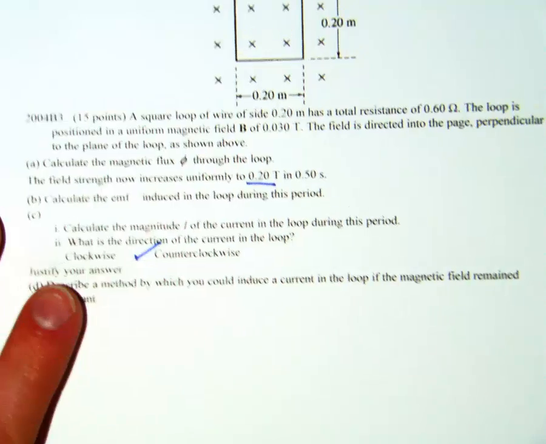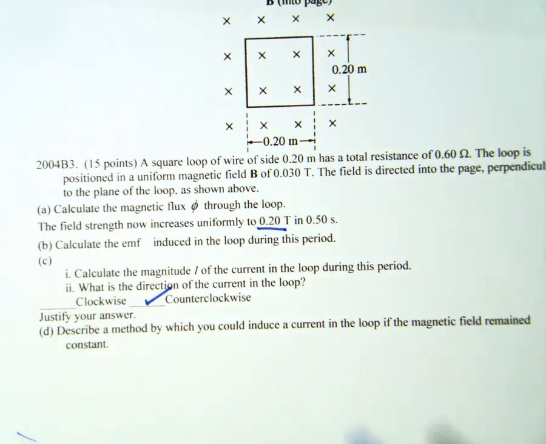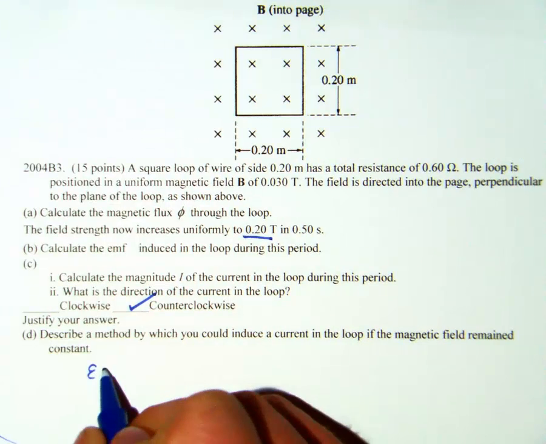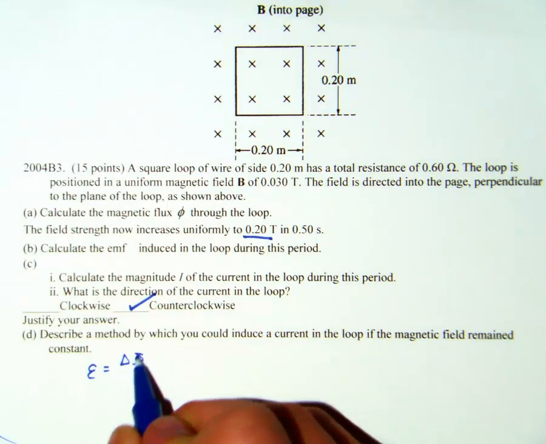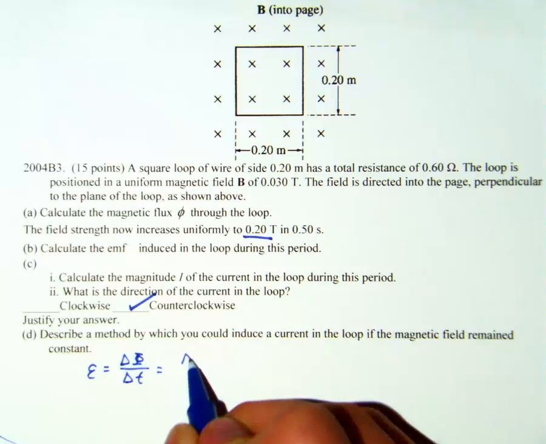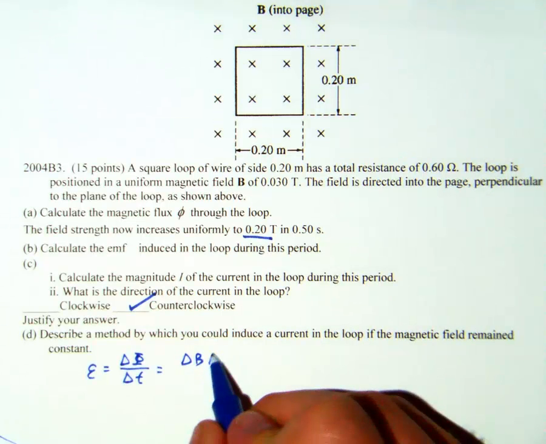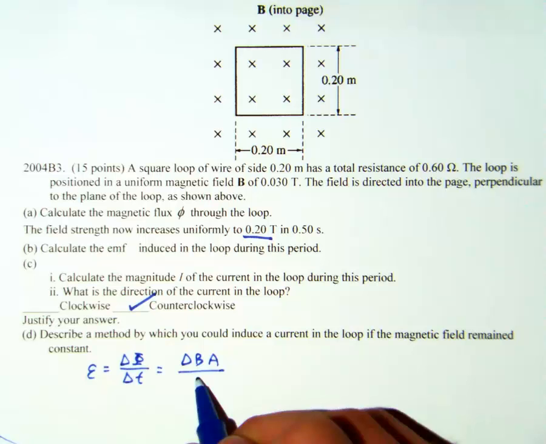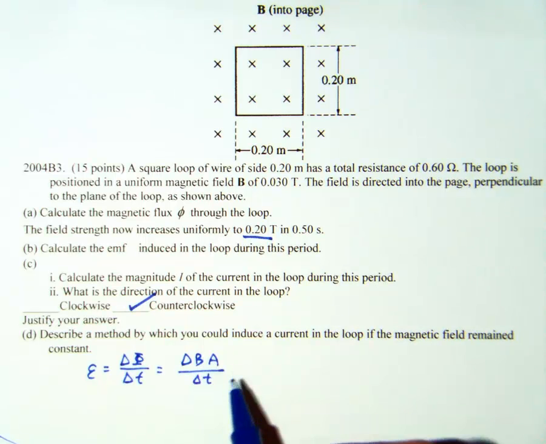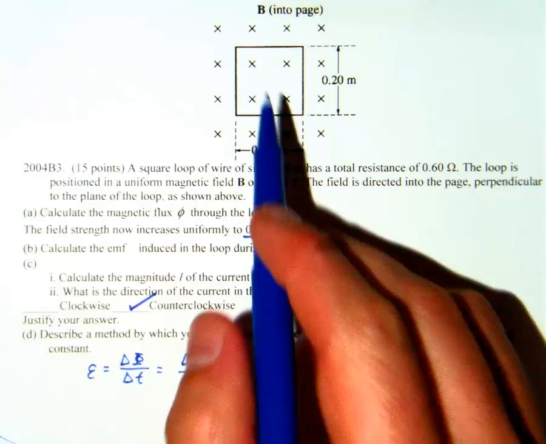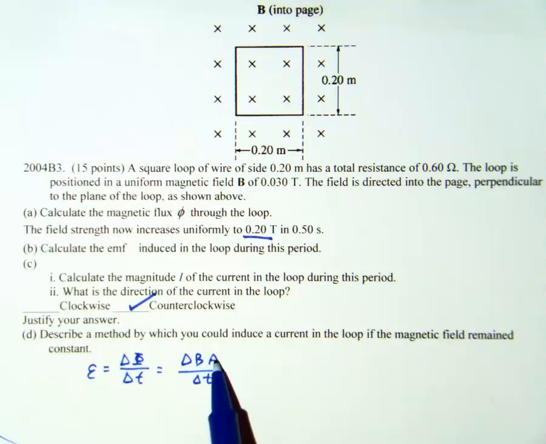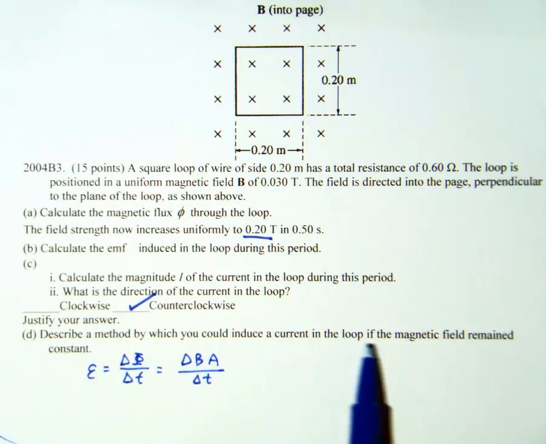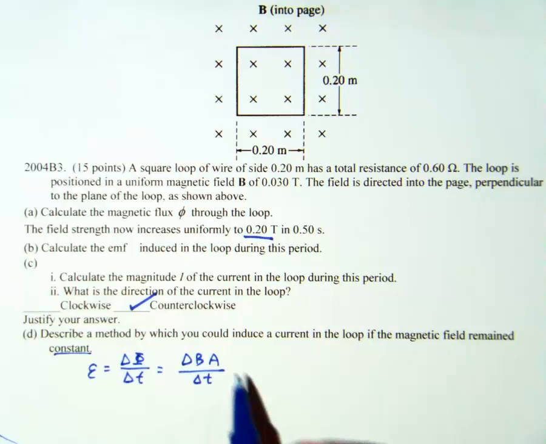Now, for part D, it says describe a method by which you can induce a current in the loop if the magnetic field remained constant. We know that current will be induced by an electromotive force if there's a change in flux over the change in time, which means either the magnetic field or the area has to change. Part C was an example of the magnetic field strength changing. Part D says, how could you induce a current if the magnetic field remains constant? So you'd have to change the area.